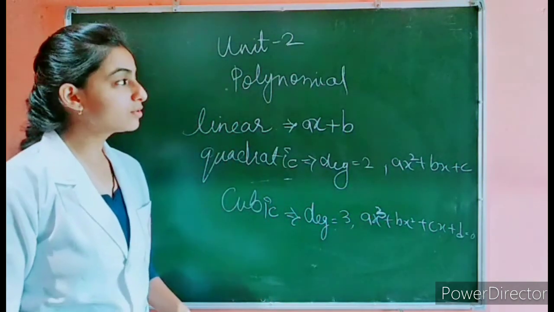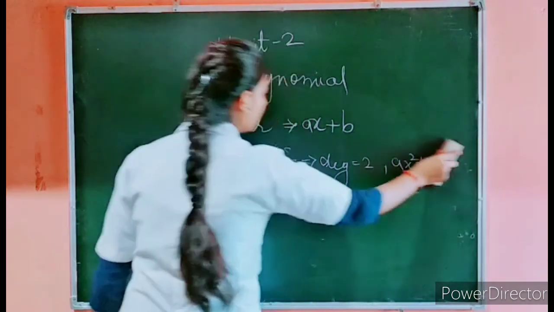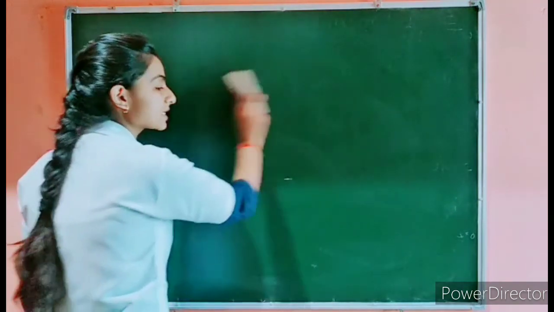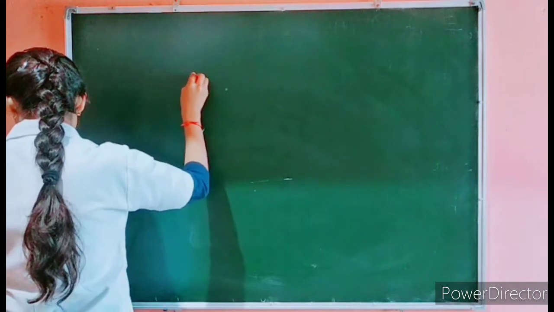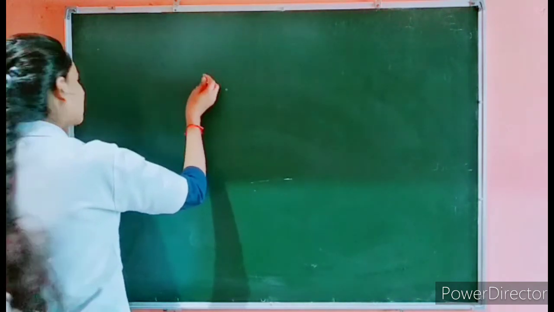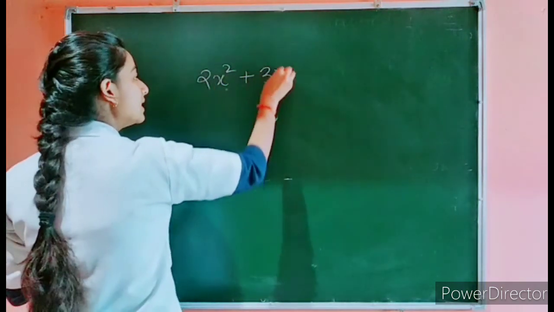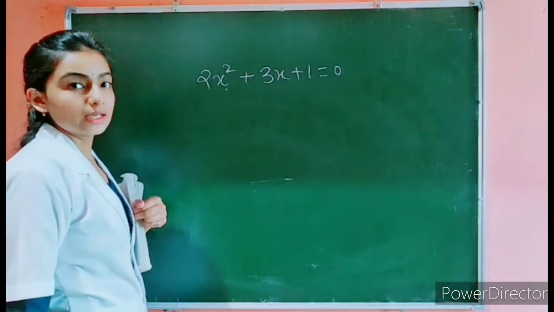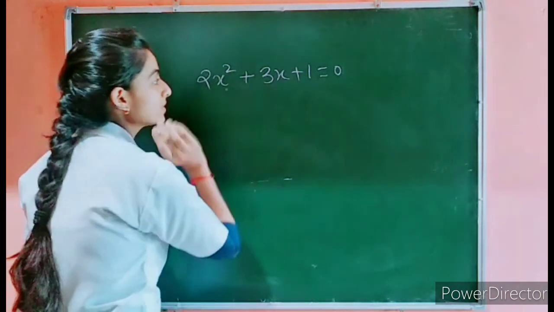Now we will discuss zeros. What are zeros of a polynomial? Under what condition does an equation become 0 or get satisfied, and at which point? Consider an equation like 2x square plus 3x plus 1. We have to find the zeros of the polynomial, that is, the numbers for which the equation becomes 0.